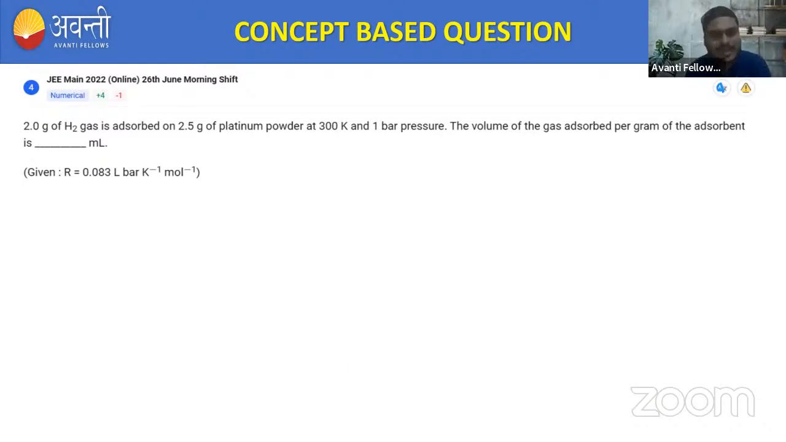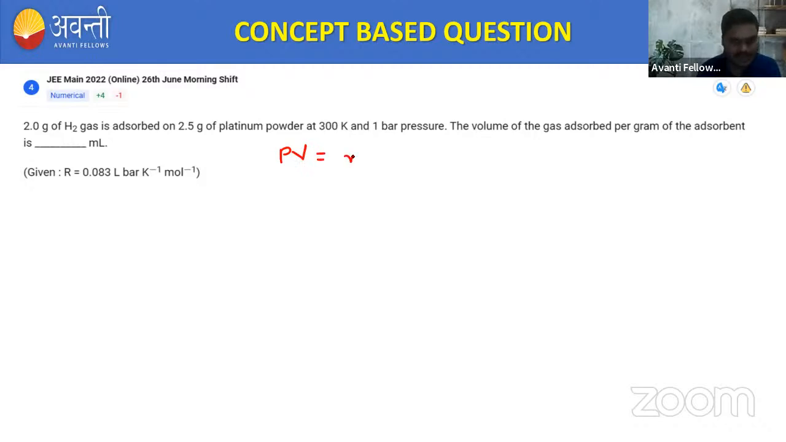That is, 2 gram of hydrogen gas is absorbed on 2.5 gram platinum powder at 300 Kelvin and 1 bar pressure. The volume of the gas absorbed per gram of the absorbent is dash ml. So you need to calculate the volume of the gas absorbed per gram of the absorbent. Okay? So this is also a simple question. You just need to calculate the volume again. So again, use the same formula. These questions are very easy, beta. You just need to use the correct formula.